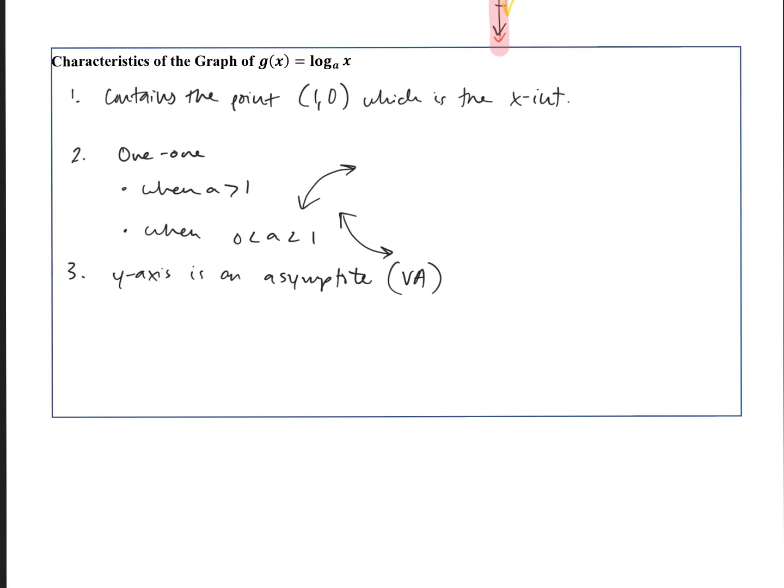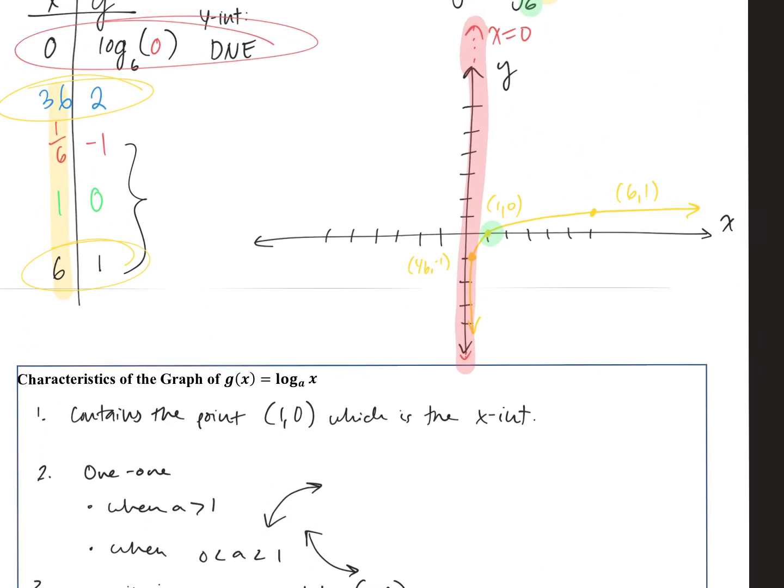And one other thing that's a characteristic of the graph. The domain is 0 to infinity. Notice it's not including 0. And the range is negative infinity to infinity. So let's take a look at that. Domain, the x values, are from 0 to infinity, but we don't include 0. And then our range is from negative infinity all the way to positive infinity.